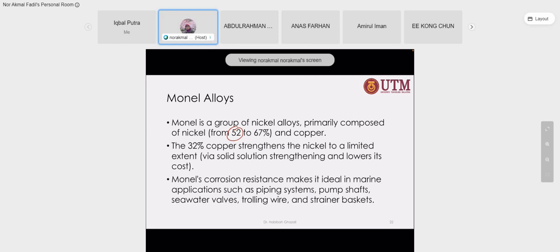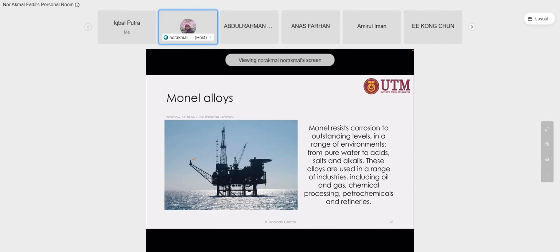Monel's corrosion resistance makes it ideal in marine applications such as piping systems, pump shafts, seawater valves, trolling wire, and a triangle basket. Because of the corrosion resistance, we can use it for joining the structure. Joining here means joining by fastening, not by welding. If you have two components, for example the tank and the piping system, the junction between them is made of strong and corrosion resistant material like Monel. So application in salt, acid, and alkali environments is suitable for this kind of alloy.